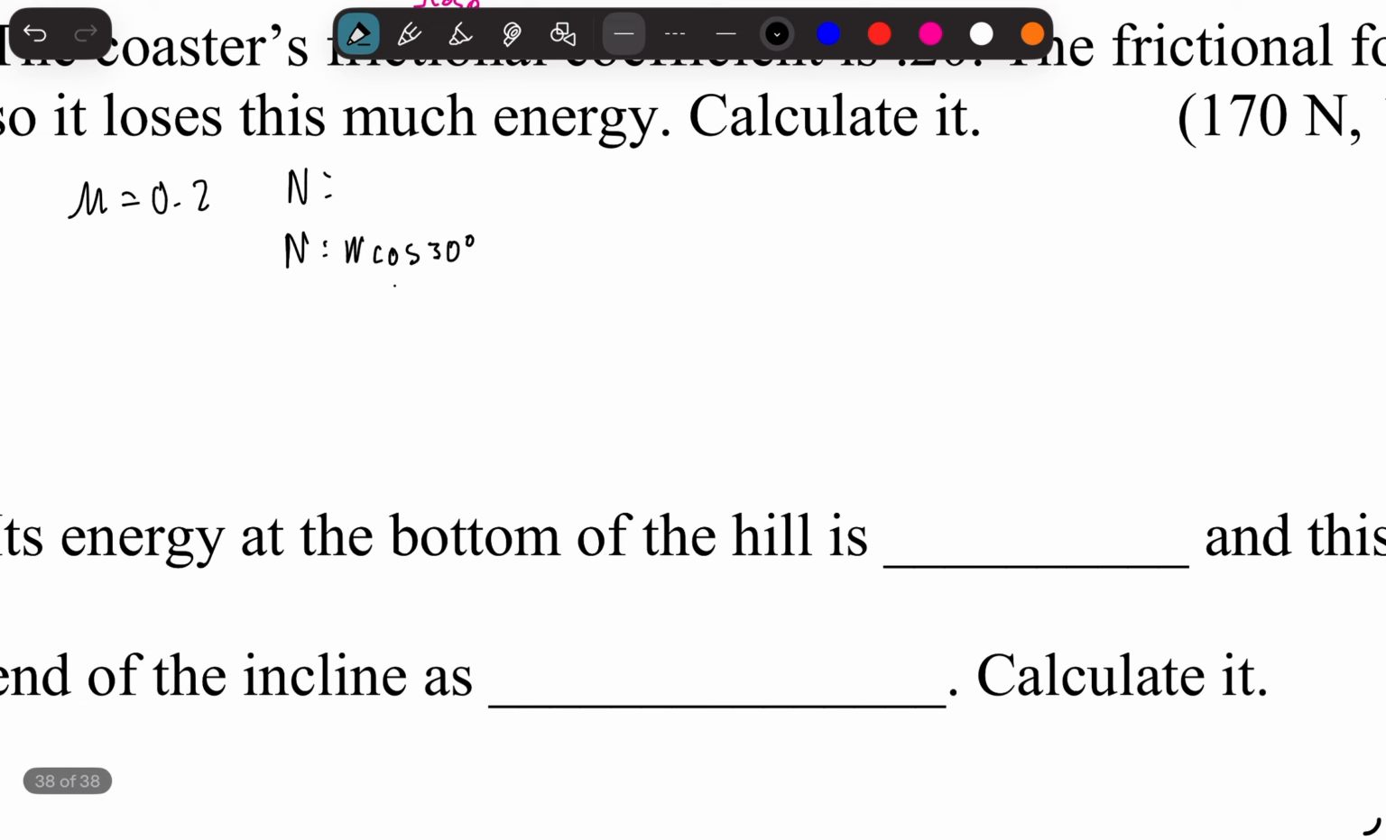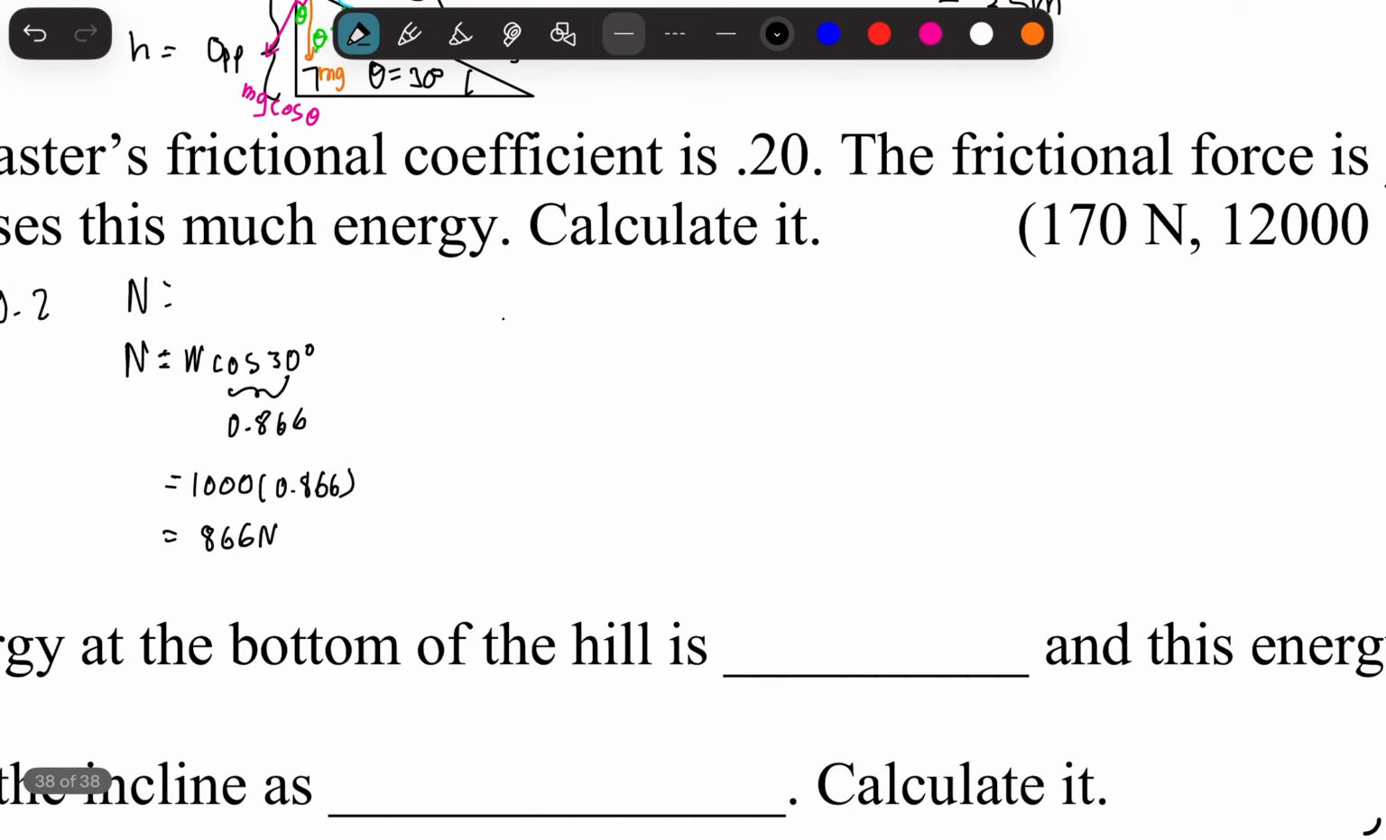And cosine of 30 degrees is approximately, if you type this in your calculator, 0.866. The weight was 1,000. So you have 1,000 times 0.866. That's going to be equal to 866 newtons. Now we want our frictional force, FF. And that's going to be equal to mu times the normal force. That's 0.20 times 866. And that's going to equal 173 newtons. But we're going to round that down to 170 newtons to stay consistent.